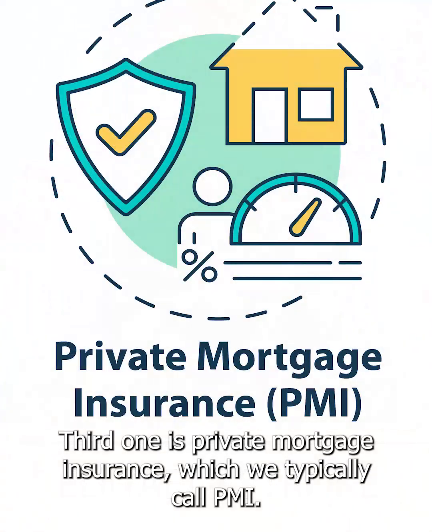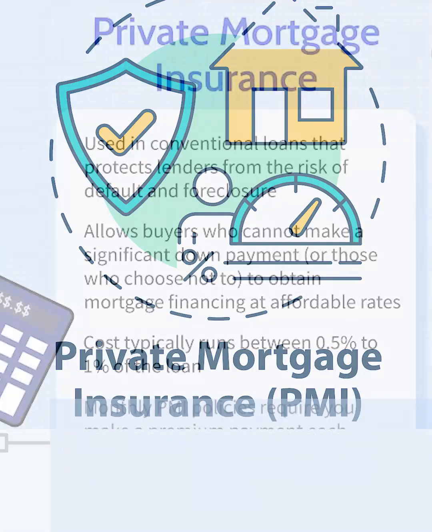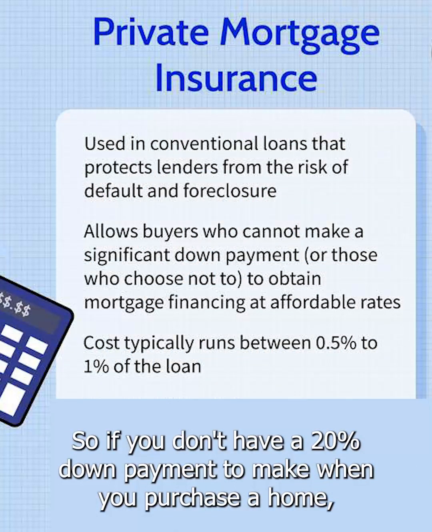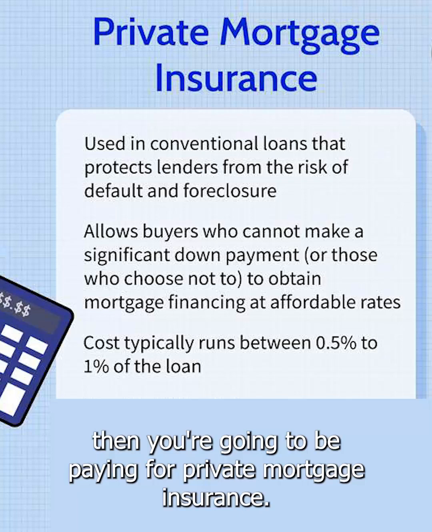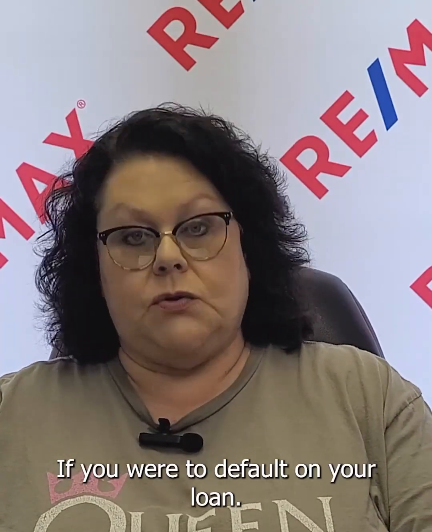Third one is private mortgage insurance, which we typically call PMI. So if you don't have a 20% down payment to make when you purchase a home, then you're going to be paying for private mortgage insurance. It's an insurance policy that benefits the lender if you were to default on your loan.